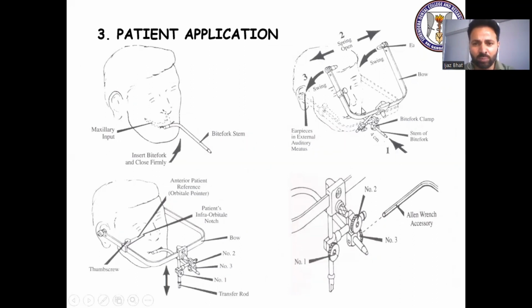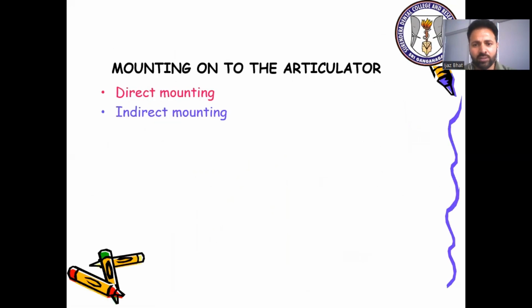Then the U-shaped frame bow is inserted into the external auditory meatus, and then the orbital pointer is coincided with the infraorbital notch, and the anterior reference point is also in contact.